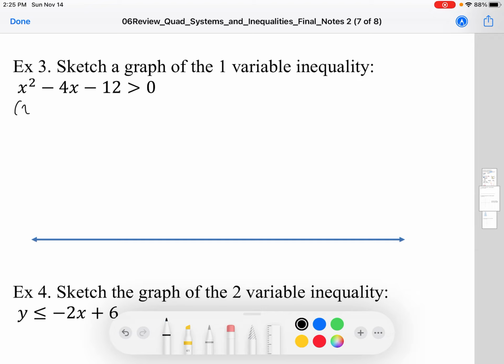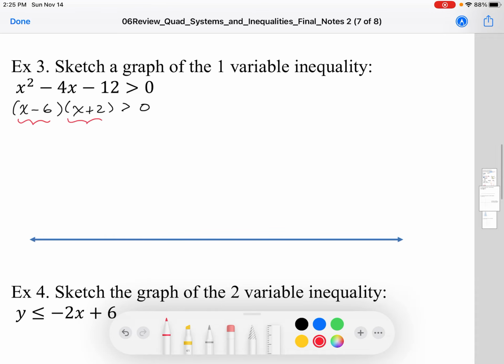In this case, we can factor this. So (x - 6)(x + 2) is greater than 0. And this gives us our boundary points. These then represent the zeros: x equals 6 and x equals negative 2 represent boundary points for our solutions. In fact, I should erase this and just leave it as a line, because the boundary point is not included in this solution.